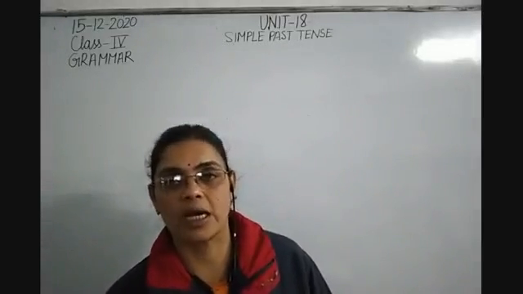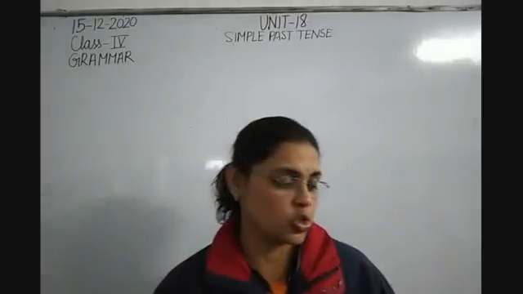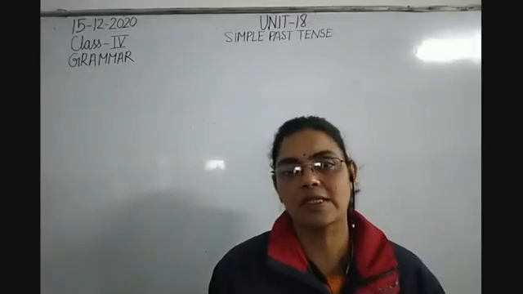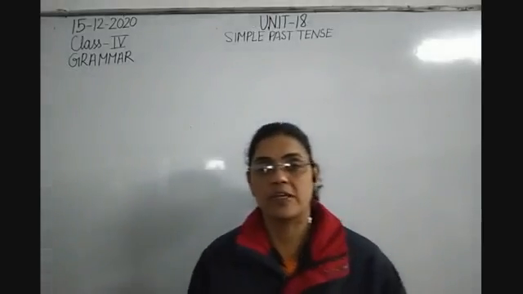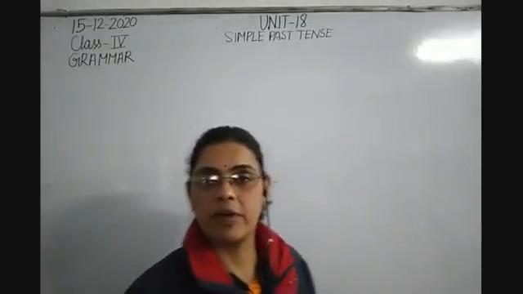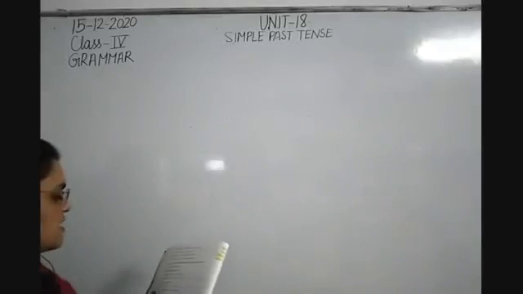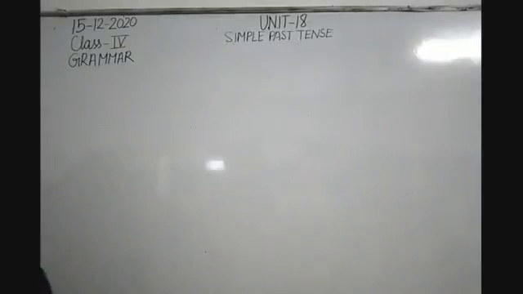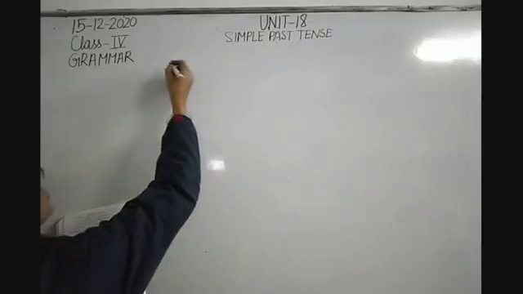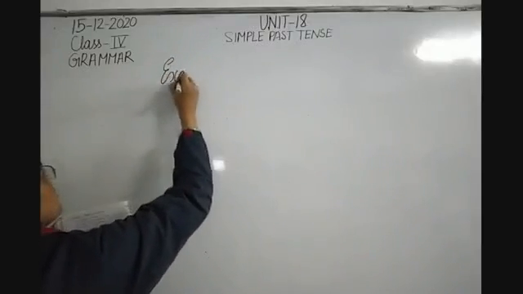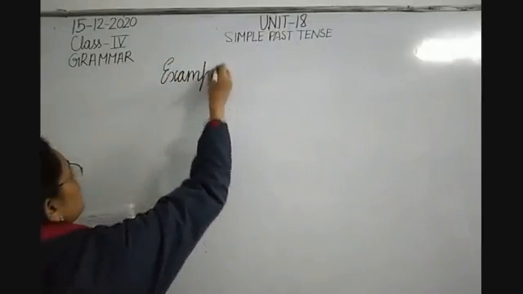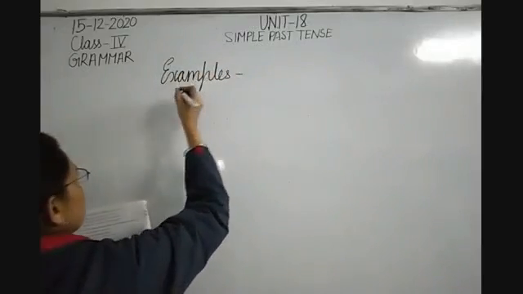Exercise 2 is based on sentences where we need to change the verb into simple past tense. So before I start exercise 2, I would like to explain this exercise by solving some examples. Once you see the examples, it will be easier for you to understand the exercise. Now, in this children, we just need to identify and underline the verb, then change the verb to the past tense. So please look at these examples carefully.